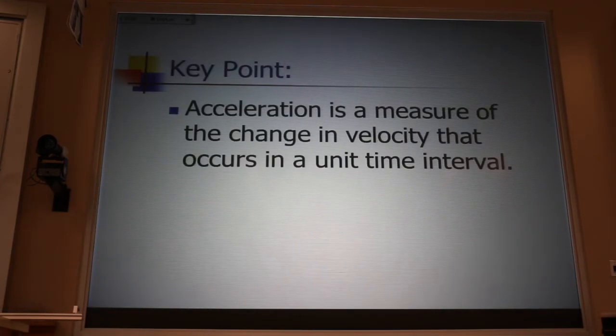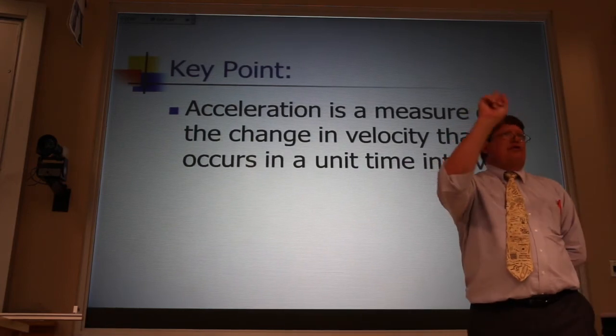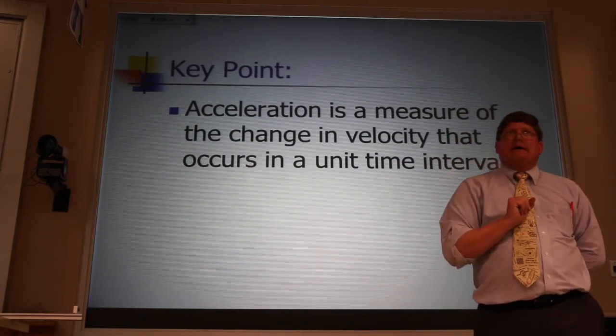Okay. Now, key point. Acceleration is a measure of the change in the velocity vector that occurs in one unit, typically a second, of time.